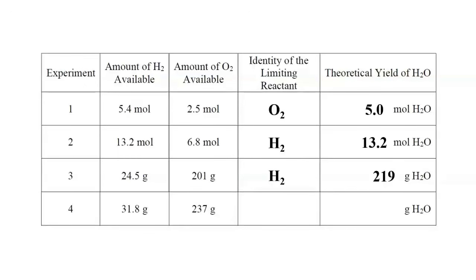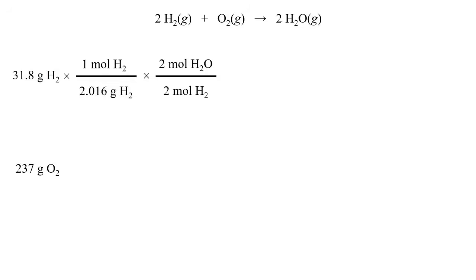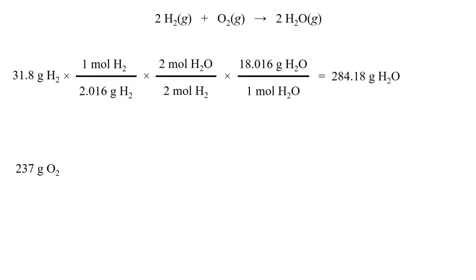This is experiment 4. We have 31.8 grams of hydrogen, 237 grams of oxygen. Same calculation setup as for experiment 3. We go from grams to moles for hydrogen. Then we go from moles of hydrogen to moles of water, and then back to grams of water. So 284.18 is the unrounded answer.